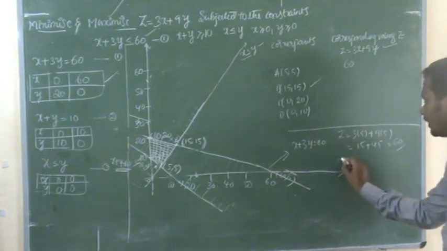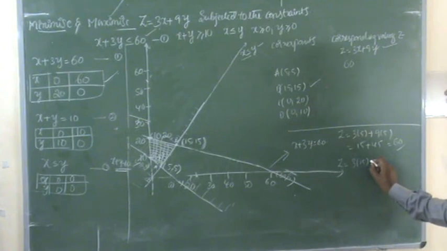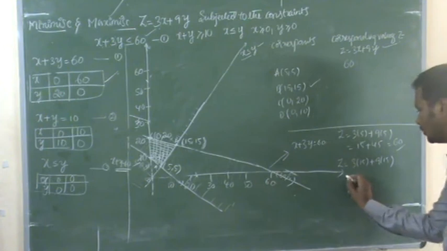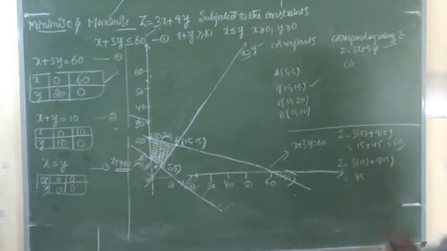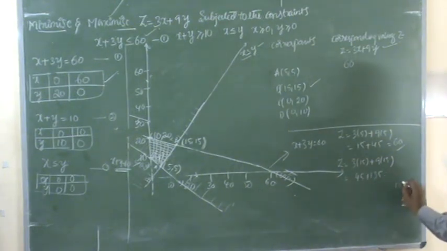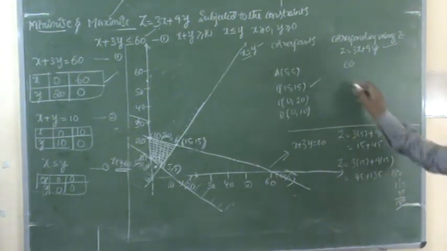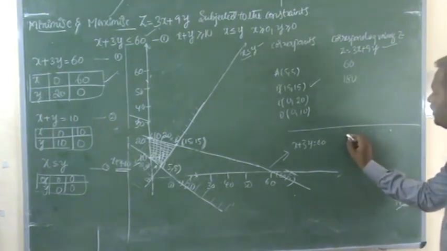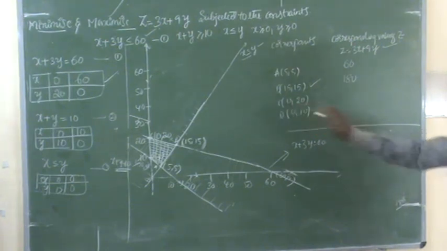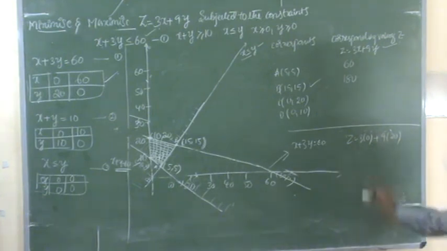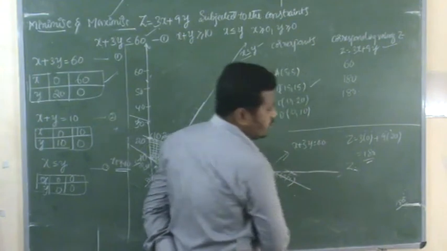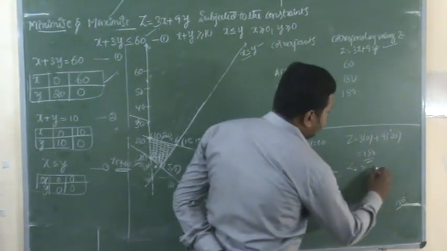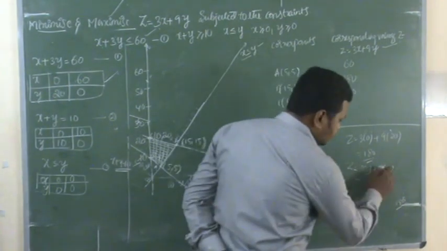For the second point, Z is equal to 3 into 15 plus 9 into 15. Now 45 plus 135, how much is 45 plus 135? That is 180. Now for the third point, Z is equal to 3 into 0 plus 9 into 20, that is 180. And for the fourth point, Z is equal to 3 into 0 plus 9 into 10, that is 90.